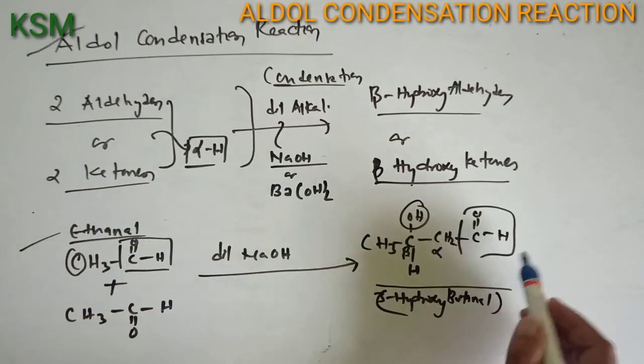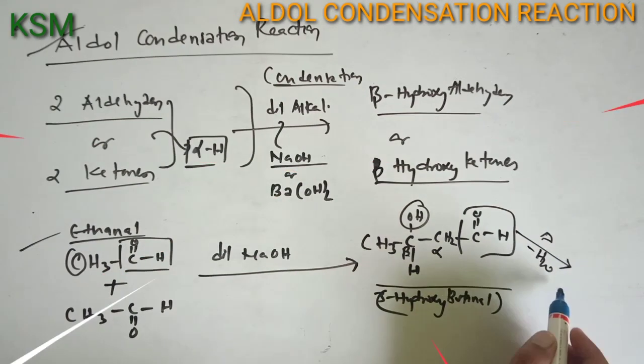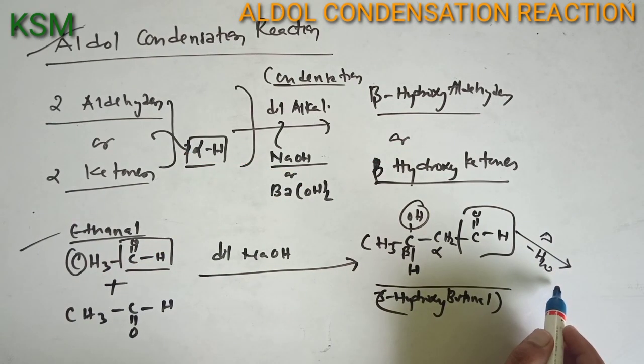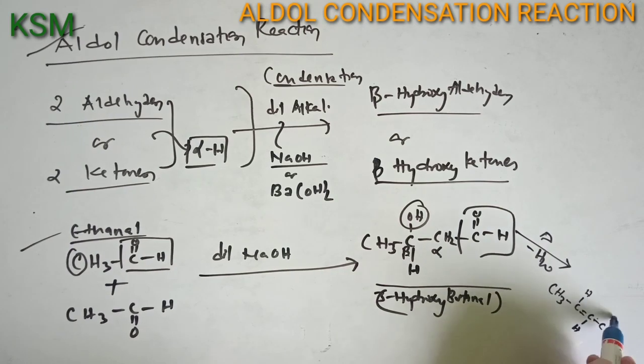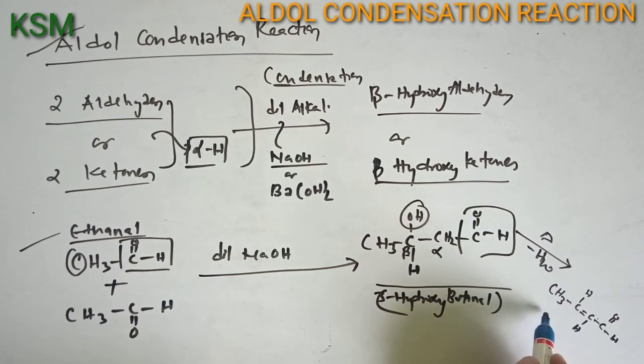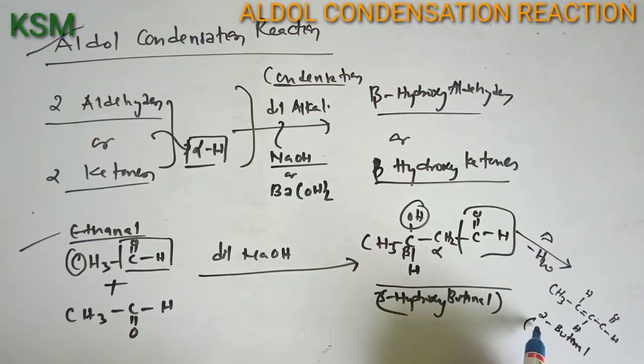When it is further heated, there will be a loss of water molecule, and finally it forms a specific compound called crotonaldehyde, or you can say 2-butenal. CH3CH double bond CHC double bond OH. It is called 2-butenal, or by the common name it is called crotonaldehyde.